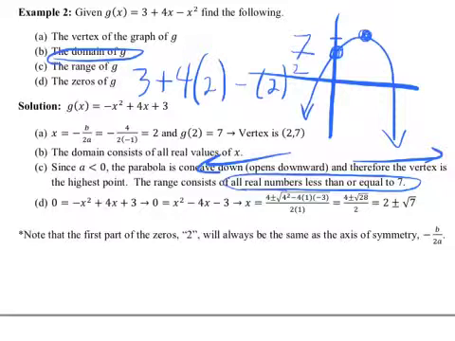Then we go on to the domain. And the domain says any number in the x, because this extends infinitely to the left, infinitely to the right. Or we could say, plug in any value of x. You get a value for y. So any number can go in for x. So the domain is all real numbers.